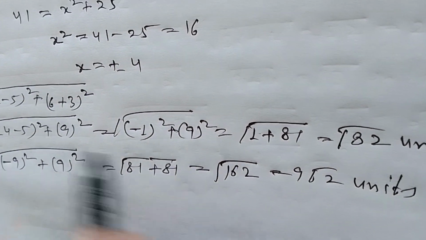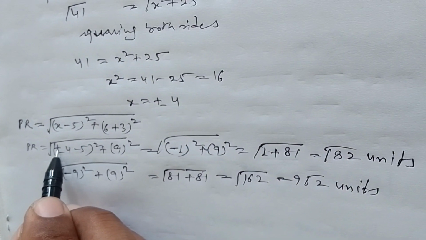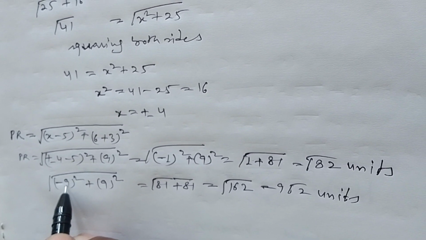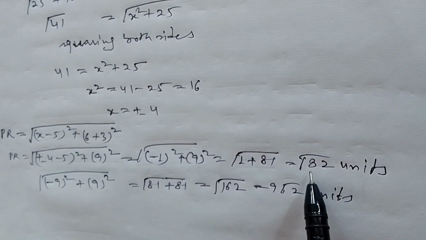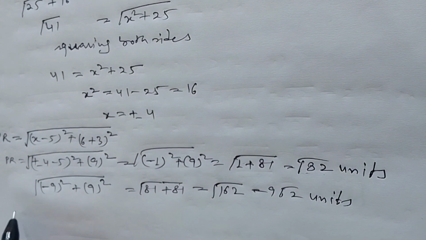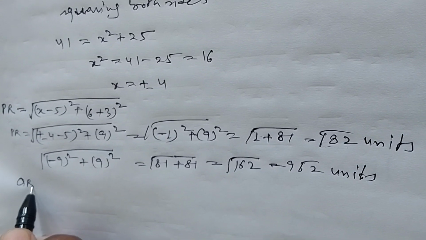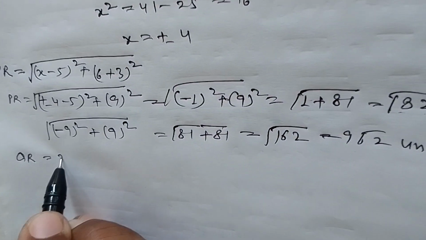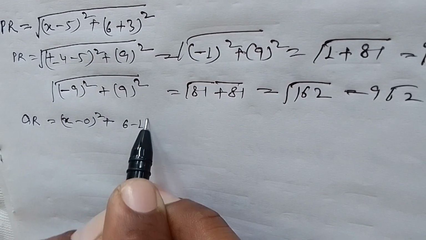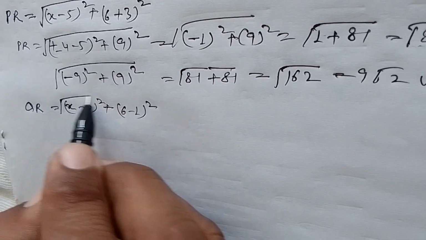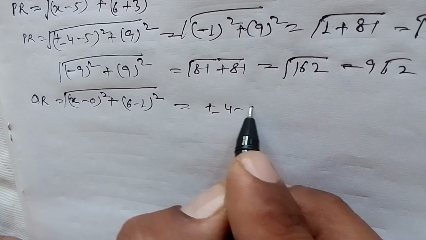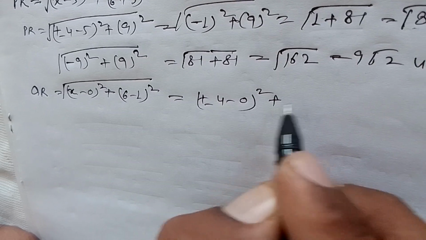Here in this we used plus 4, here we used minus 4. So that is the reason here we got a different answer. Now we will calculate QR. For QR the formula is the square root of (x minus 0) square plus (6 minus 1) square. So by putting the value plus minus 4 minus 0 square plus 5 square.